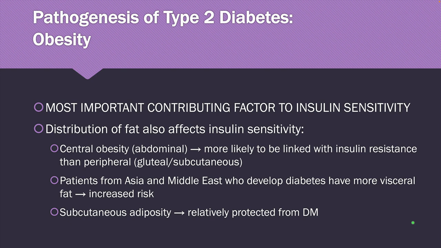In patients from Asia and the Middle East who develop diabetes are seen to have more visceral fat. So, inisip nila that in this population, visceral fat confers an increased risk in diabetes. Now, for subcutaneous adiposity, ang sinasabi lang niya is there's relative protection from diabetes. Pero in general, you don't want a lot of fat in your patients.